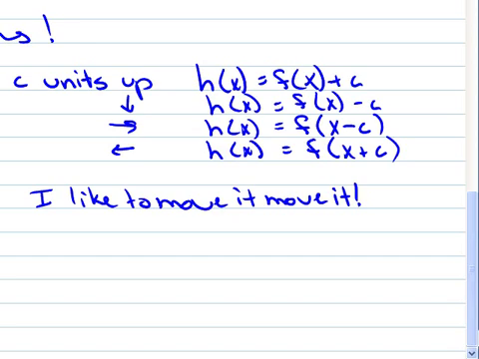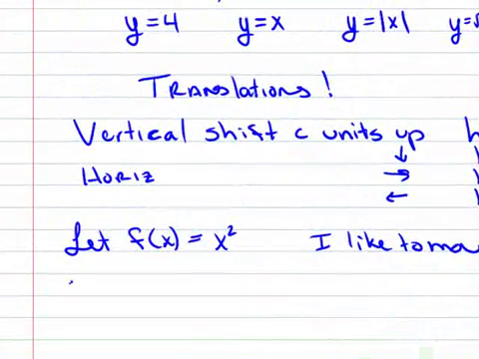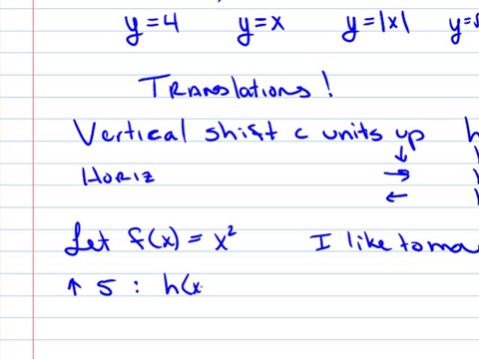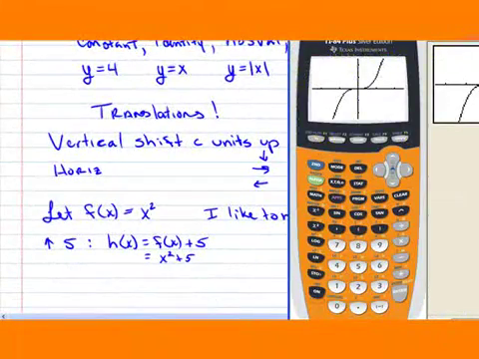Let's move it everywhere. Let's take it up 5 units. Well, a vertical shift up says that you take your function and add however many units you want to move it up. So we're going to take that function and add 5 units to move it up. So what we're going to graph is x squared plus 5.